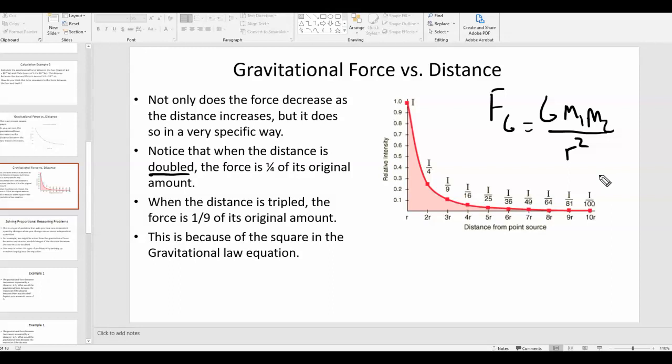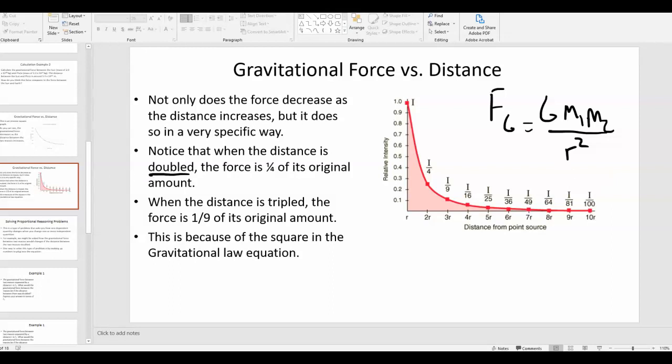If you triple the distance between two objects, then the force of gravity would decrease by 1/9, because 3 squared is 9. And then if you were to quadruple the distance between two objects, the force would decrease by a factor of 16, and so on and so forth. And so you have to take into account the square when you're doing those types of problems.